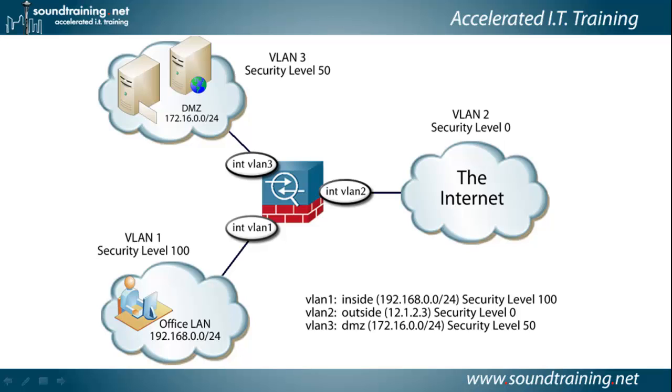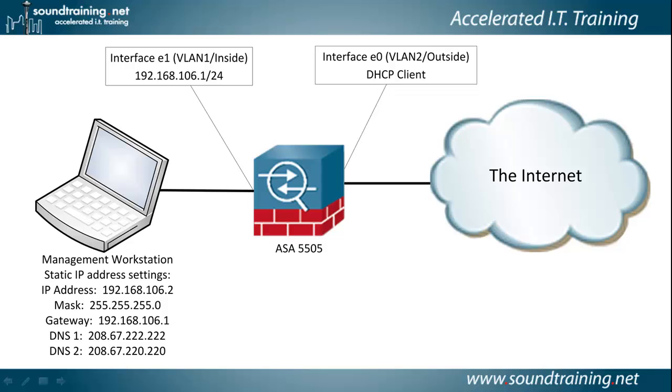Let's go ahead and take a look at the diagram we're going to use for this particular demonstration. We have a management workstation with static IP address configurations as shown in the diagram. I'm not going to recite them to you. You can see them there. And we have the ASA with an inside interface of 192.168.106.1 and an outside interface configured as a DHCP client.